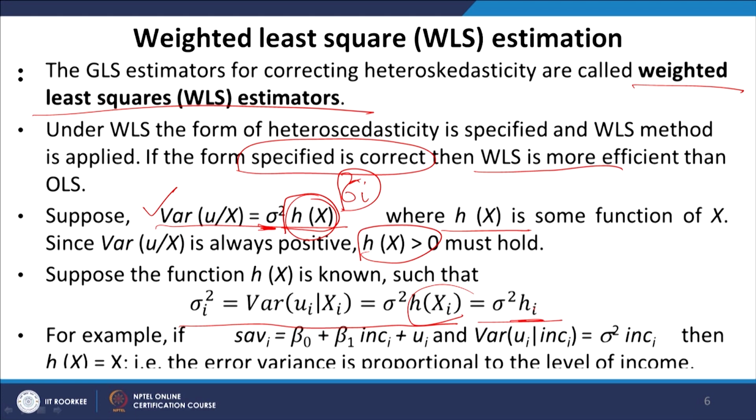We take an example to show what kind of form h_i can take. For example, this is my equation where we are considering savings as the dependent variable, regressed on income. So, we are trying to find out whether savings are impacted by the incomes of individuals or not. This is an individual specific observation, where we are trying to find out whether the income of individual i impacts his or her savings. Suppose variance of u_i given income_i is equal to sigma square income_i. So, in this case h(x) is equal to x. Alternatively, I write it as sigma square x_i, so the functional form of h(x) is simply x_i. That is, the error variance is proportional to the level of income. As income increases, the error variance also increases proportionately, because sigma square here is a constant term.